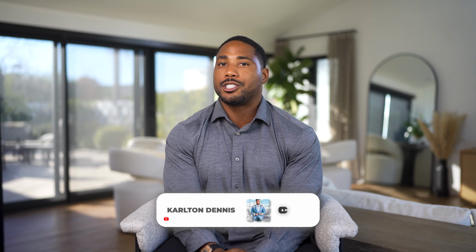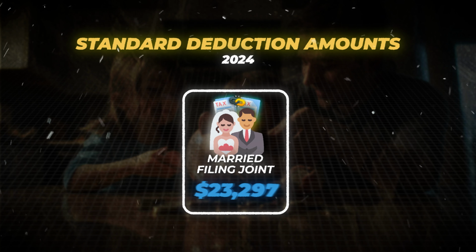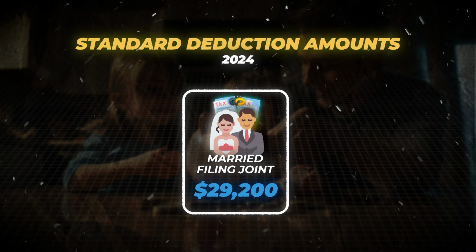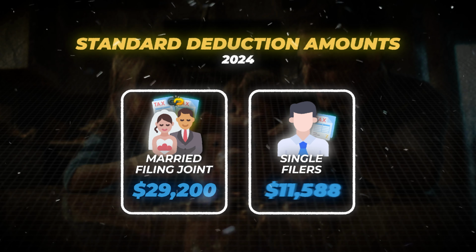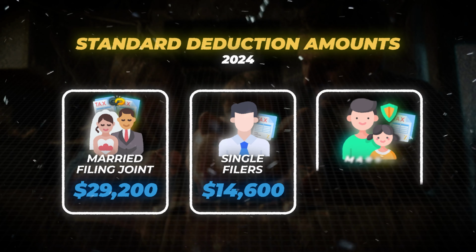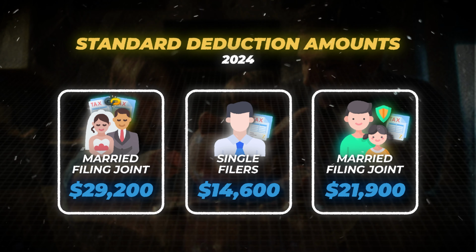Claiming the standard deduction is definitely the simpler method because you don't have to list all your individual deductions. You just have to indicate that you would be using the standard deduction. The standard deduction amounts are also usually quite significant, and they are adjusted for inflation every year. For 2024, the standard deduction amount was $29,200 for married couples, and if you were single, it was $14,600. If you were head of household, it was $21,900.